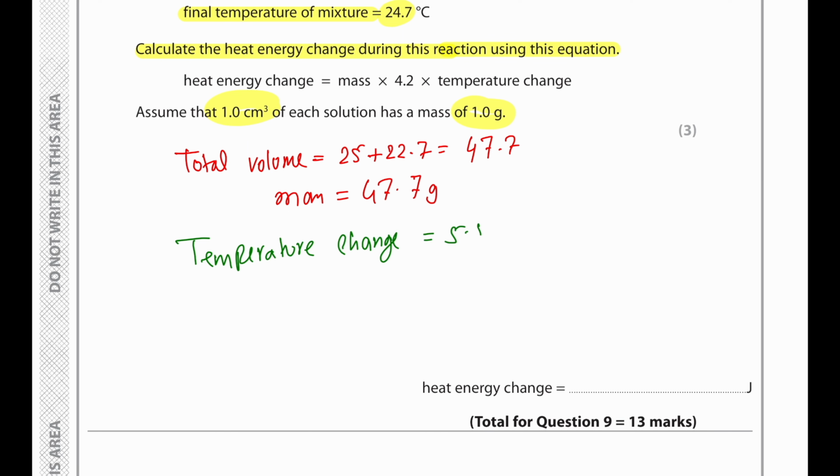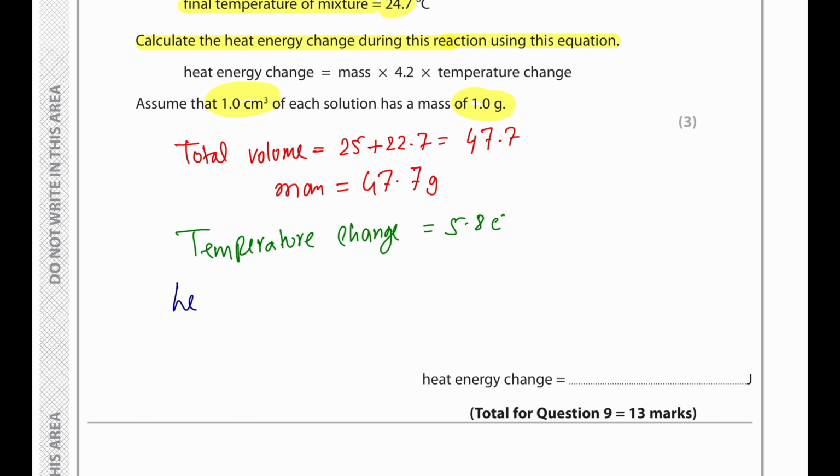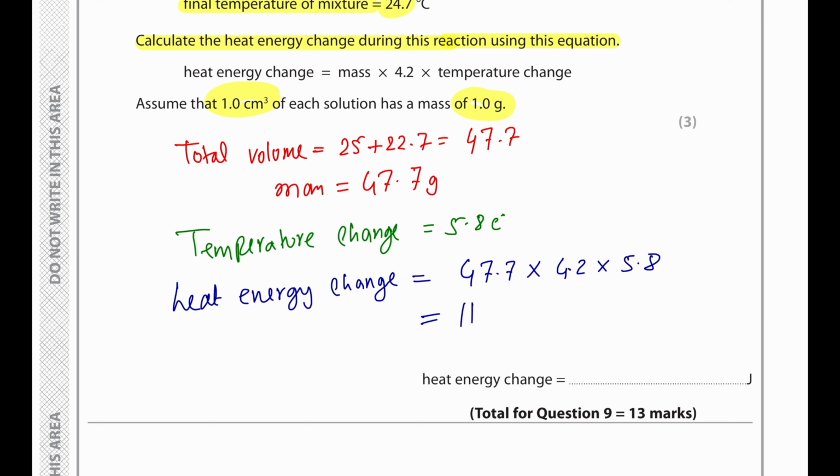Then we're going to use the formula: mass, which is 47.7, multiplied by 4.2, times the temperature change, which is 5.8. This will give us an approximation of 1200 joules. The reason why we're going to write 1200 joules is because we're supposed to give our answer in three significant figures, and when we make 1162 into three significant figures, it turns into 1200.